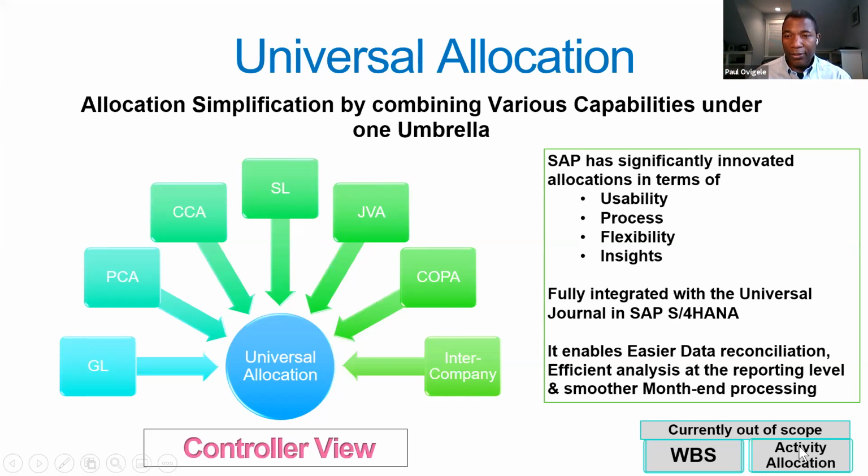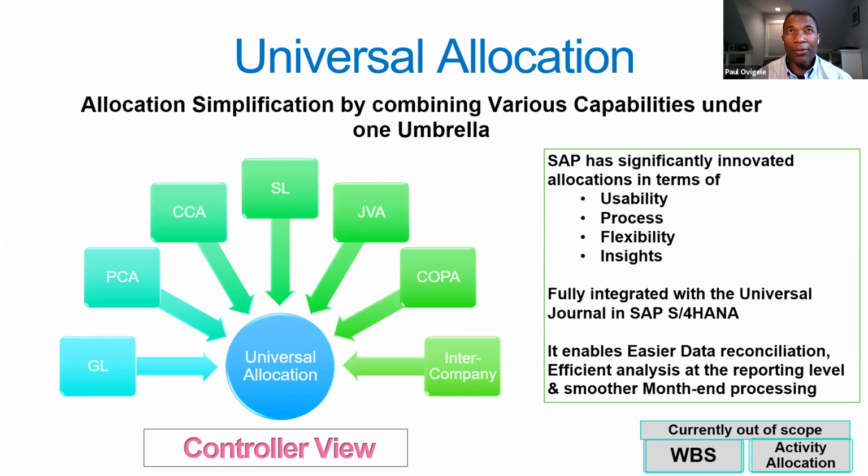and activity allocation. So activity allocations, for those of you who use it, it was called indirect activity allocation. It looks just like an assessment cycle, and it's where you can allocate costs from one cost center to other cost objects, but using activity types as your sending tracing factor. So that's out of scope. Also out of scope is WBS.